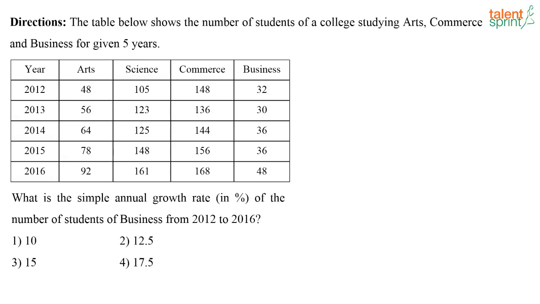Next, there was a set on data interpretation. Now, with this question, the table shows the number of students of a college studying arts, commerce and business for given 5 years.